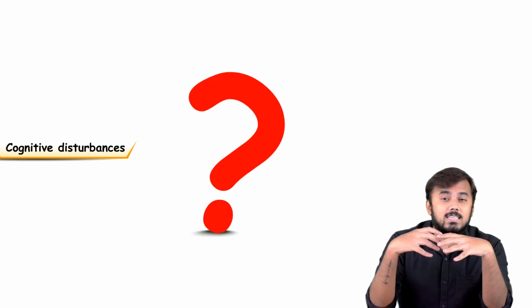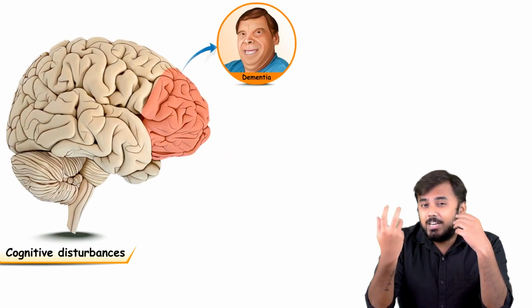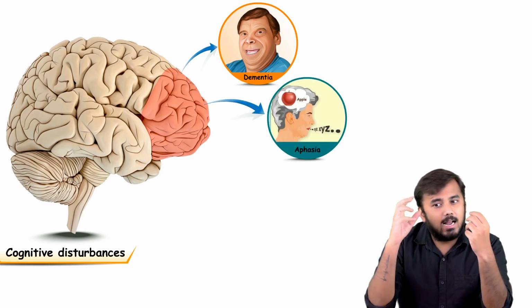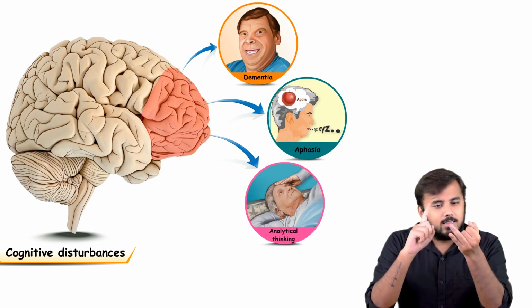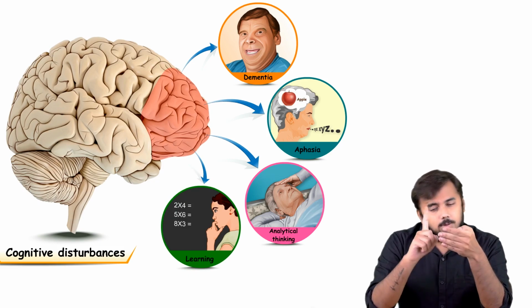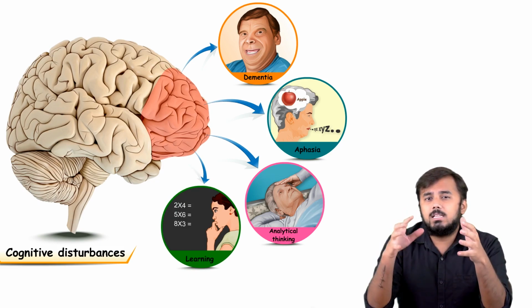It means his father is lacking cognitive skills. What are cognitive skills? He is having dementia. He can't remember properly. He can't talk properly. He can't think analytically. So there is a problem in thinking, in remembering things, in learning as well, and in speaking as well. So his cognitive skills are disturbed.